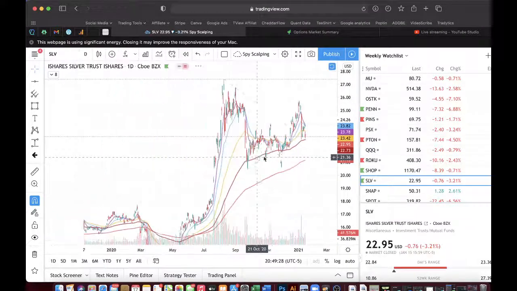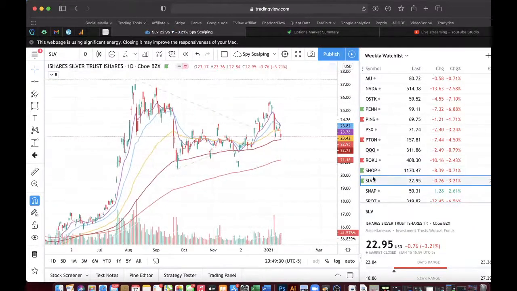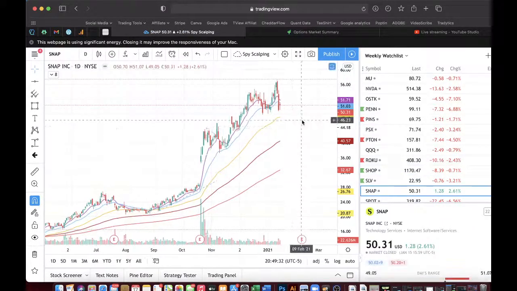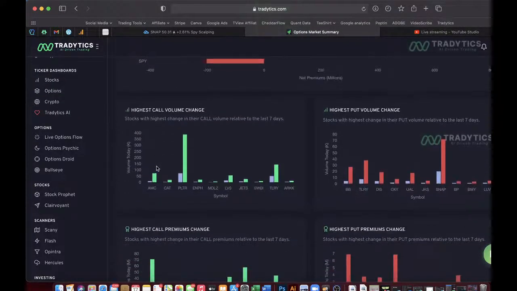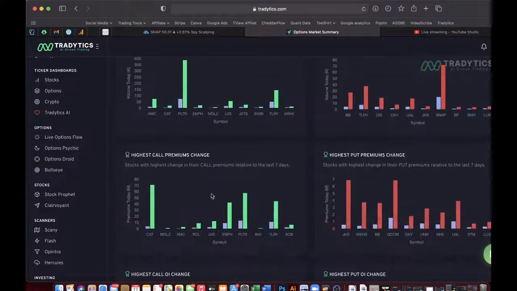Shopify, I don't really see anything. Snapchat, a lot of bearish flow on Snapchat. I was actually surprised. On Traditics, you can see the highest call volume change and highest put volume change. Palantir had the most call volume change of the day, and Snap had the most put volume change of the day.